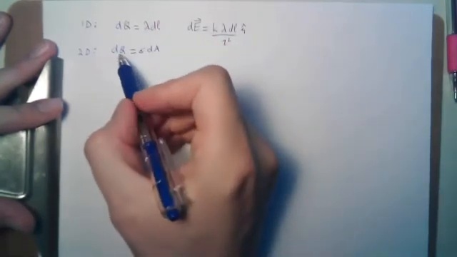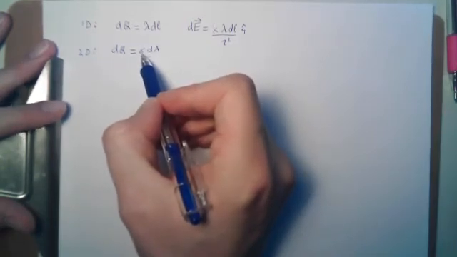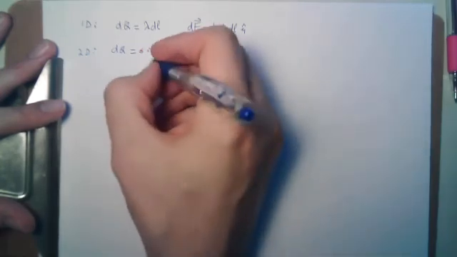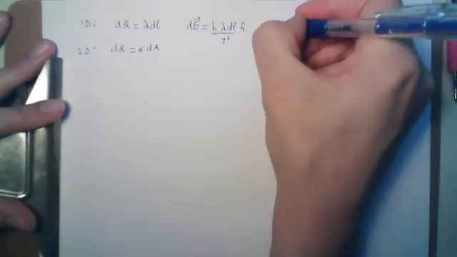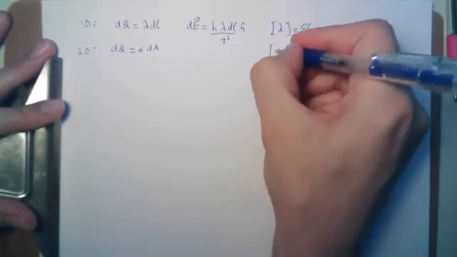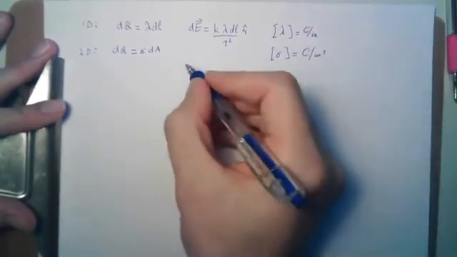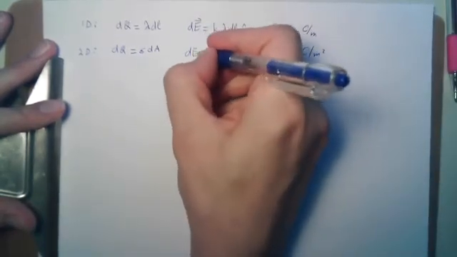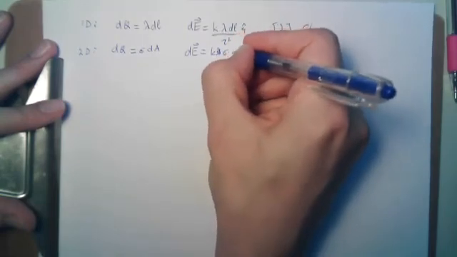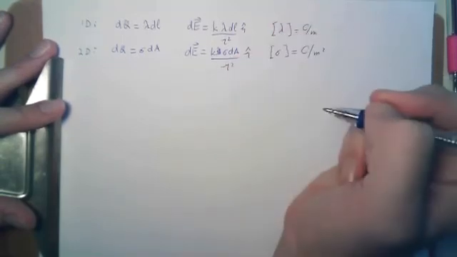In 2D, next class, we have a charge that's spread out over a surface. So sigma is actually surface charge density. So the units of lambda here are coulombs per meter, and the units of sigma here are coulombs per meter squared. And then the rest goes the same. We just have a dE, we have a k, we have a sigma dA over r squared, r hat.